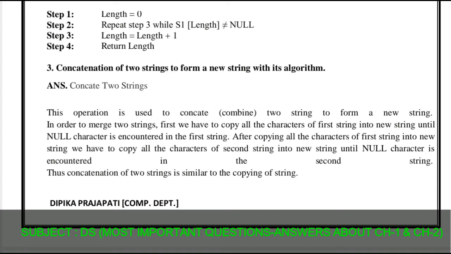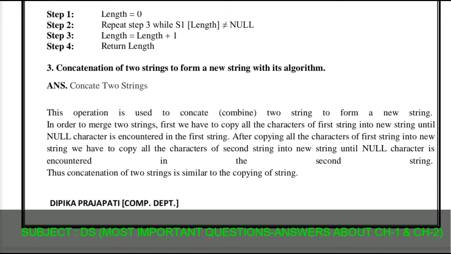Concatenation of two strings to form a new string with its algorithm. It means we have two different strings, and we concatenate these two different strings and make one new string. It's known as a concatenated string. So this operation is used to concatenate, it means to combine two strings and make a new string.